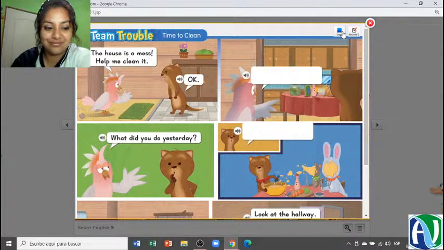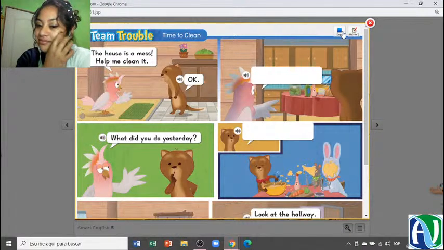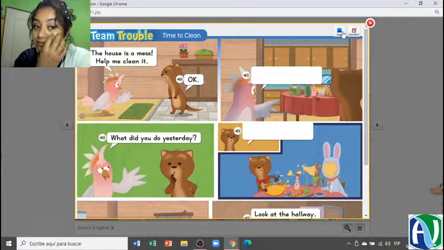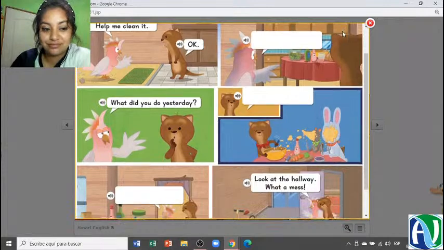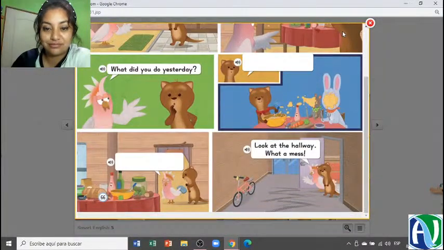Oh, the house is a mess. Help me clean it. Okay. Look at the kitchen. What a mess. What did you do yesterday? I cooked dinner for Rich and Bernie.